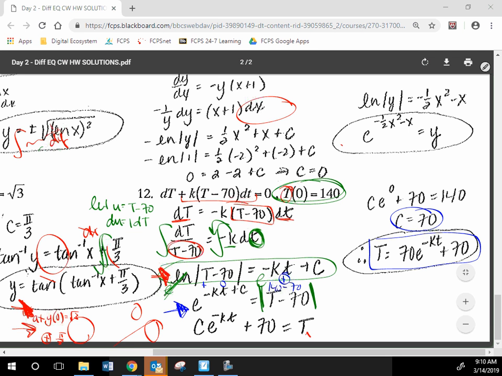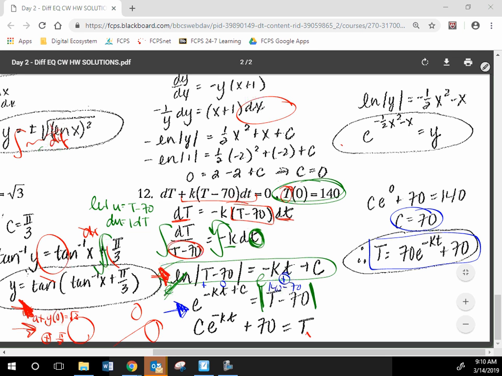Okay. Do we have any questions with number 12? Yes. I plugged in the ln of t minus 70, the 140. I got ln of 70c, so. So you went at this point here? Okay, let me do that over here and just double check we get the same answer. So you had natural log of t minus 70. And what did you get for your c? ln of 70. Like that? Okay.